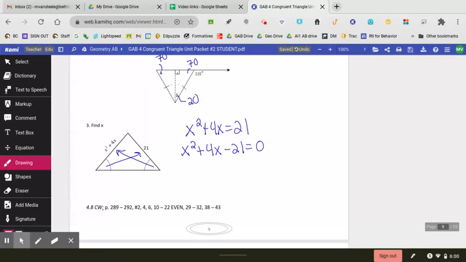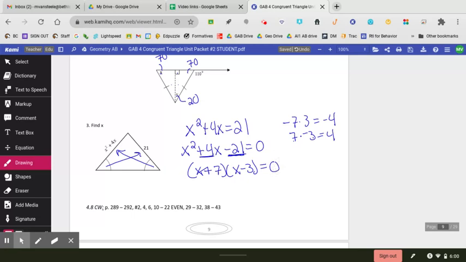And now I want to factor. Remember, when I'm factoring, I'm looking for numbers that multiply to be c, or in this case, negative 21, that add to be b, which in this case is 4. So negative 7 times 3 adds to be negative 4. But 7 times negative 3, those multiply to be negative 21 and add to be 4. Therefore, this is x plus 7 times x minus 3 equals 0.